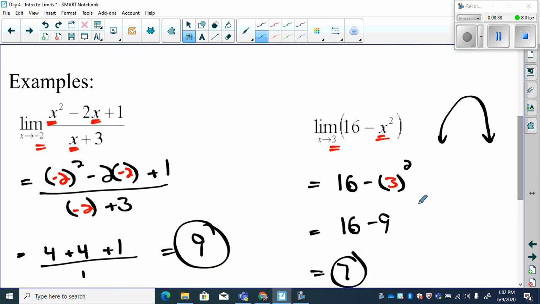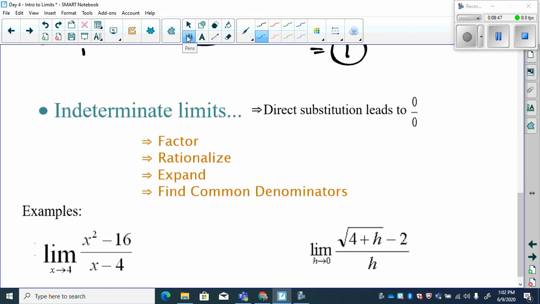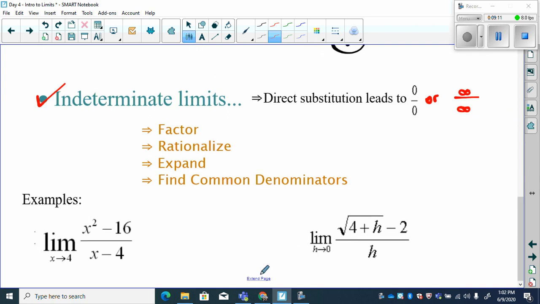I wouldn't expect to get a whole lot of questions like this on a test. I might put one in there to keep you honest. But what we're really looking for here, the big point that we're going to take from this lesson, is something called an indeterminate limit. That occurs when direct substitution leads to 0 over 0, or infinity over infinity. We'll explore that one more later on. But if I get 0 over 0, these are the techniques that I'm going to use to get rid of that indeterminate form.